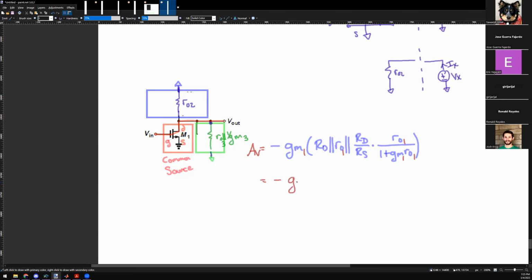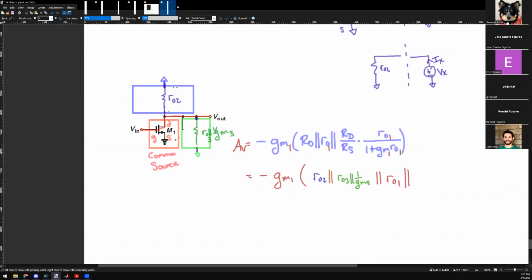So AV here is gm1 RD. So what's the total resistance seen by the drain? Here's the drain. What's the impedance if it peeks out? What do you see? R naught 2. Yes. What else? R naught 3 and 1 over gm3. Parallel, everything parallel. Okay, that's RD, parallel R naught 1. Is there any R_S? No. R_S is grounded here, and this R_S is equal to 0, right?